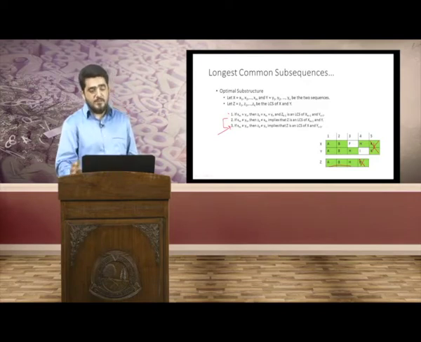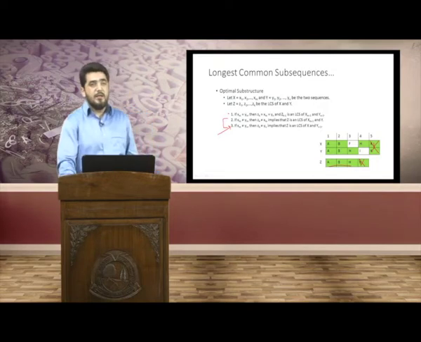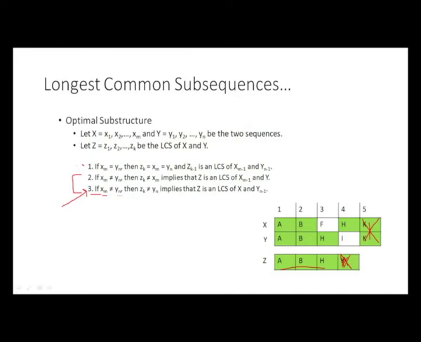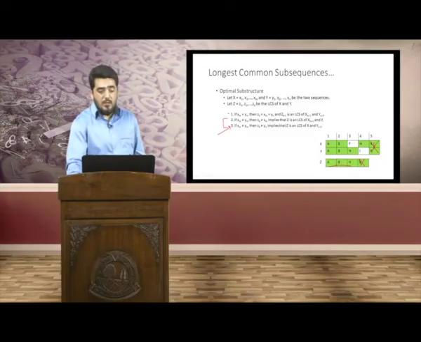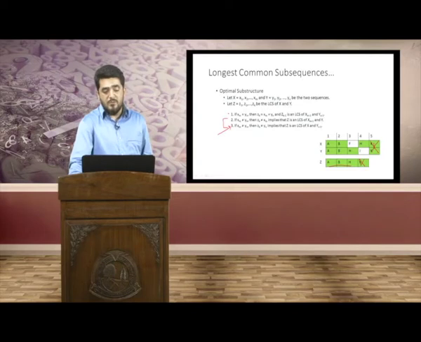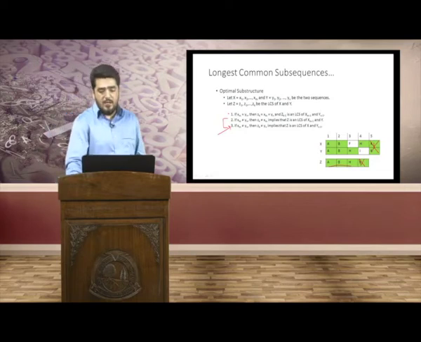neither will it appear in our longest common subsequence. So let's consider the case if xm is not equal to yn, meaning the last characters of the two input sequences do not match. Then what does this mean? zk is not equal to yn. It means the last character of the longest common subsequence does not match the last character of the second sequence, which we are referring to as y.